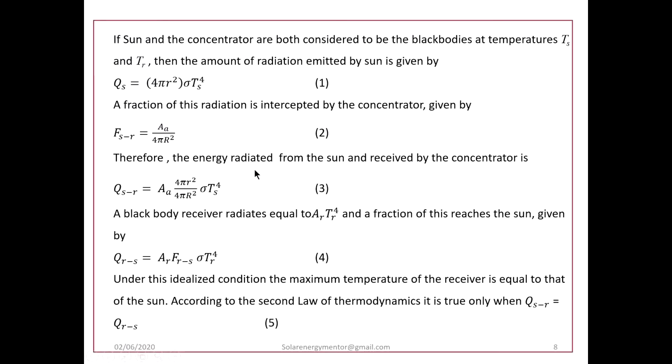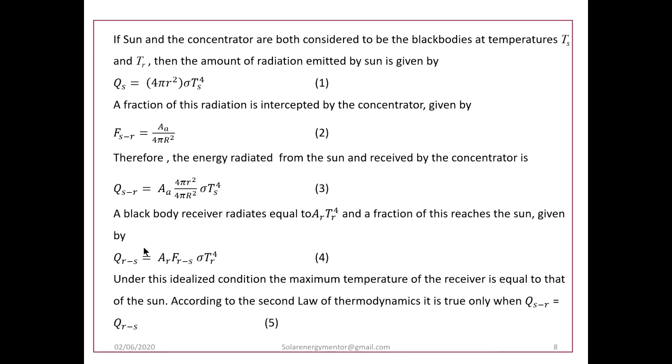Therefore the energy radiated from the sun and received by the concentrator is QSR. AA by 4 pi r square, the same QS upon AA by 4, this is the shape factor FSR. If we substitute here AA by 4 pi r square into 4 pi r square and sigma Ts raised to 4, this is the energy radiated from the sun and received by the concentrator.